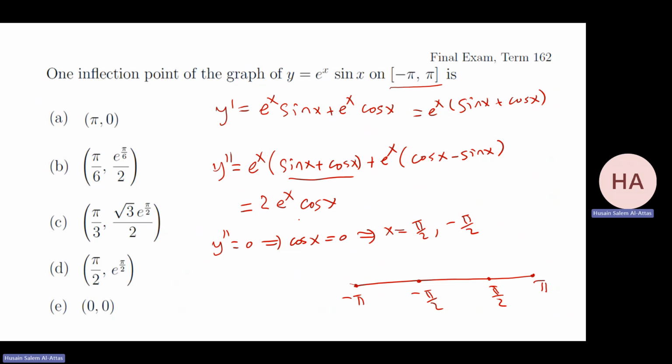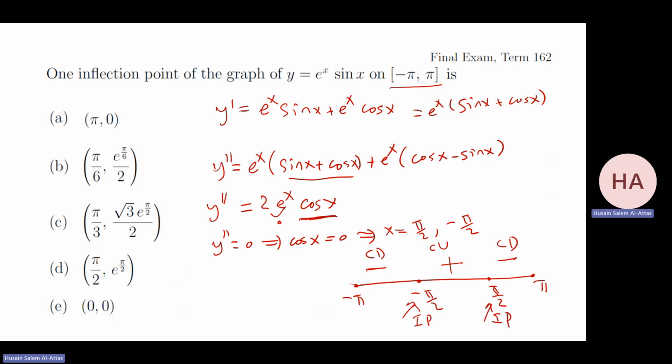I need the cosine, actually. This is what will affect the sign of y double prime. This is always positive, so this is what makes the effect. Which quadrant will do it? To minus pi, that will be negative. Here I have positive, because it will be the fourth and the first quadrant. By what, this will be negative. What they want, one inflection point. So I have an inflection point here. This concave down, this concave up, this concave down. Also have an inflection point here.